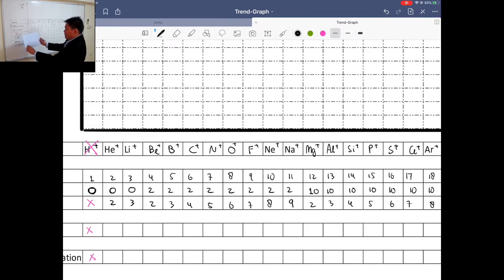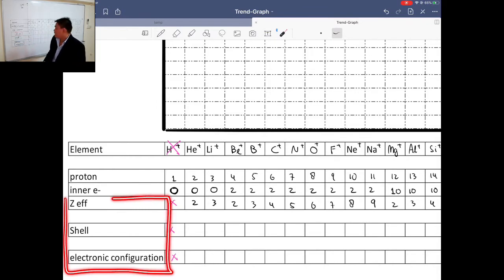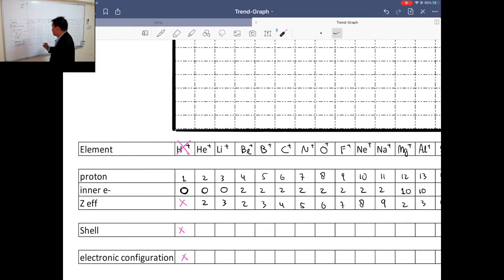We have finished filling up the first 3 rows: proton, inner electron, and effective nuclear charge. By the way, the second ionization energy is affected by these 3 factors: effective nuclear charge, the number of shells, and the electronic configuration. Later we are going to learn how these 3 factors affect it.